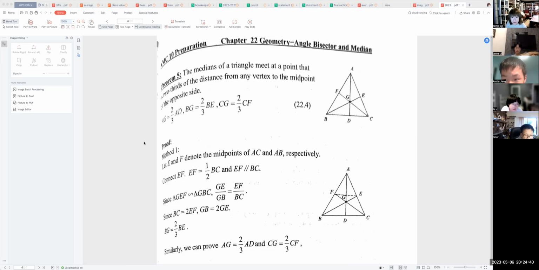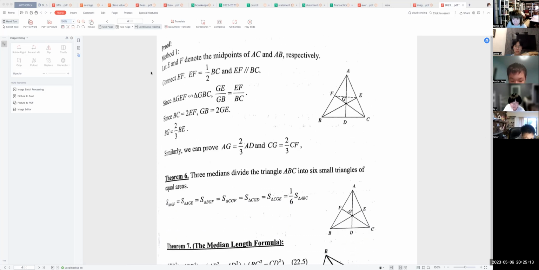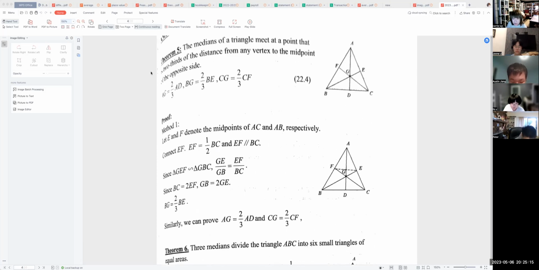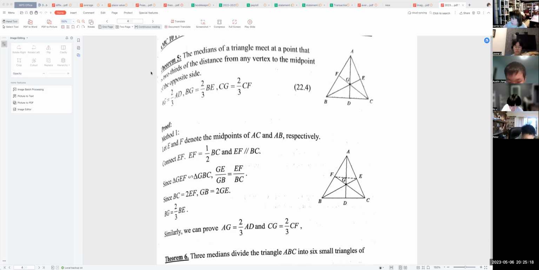What does the star say? Like the start for the theorem 5, does it say AG? AG 等于2/3的 AD，BG 等于2/3的 BE，GC 等于2/3的 FC。那为什么？我们今天全部都证明来不及了，我们先看题目，好不好？You just copy the theorem first. It's because for the question you can directly use it. You don't have to prove it.